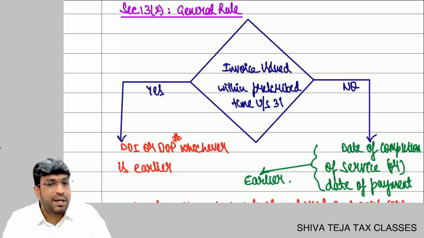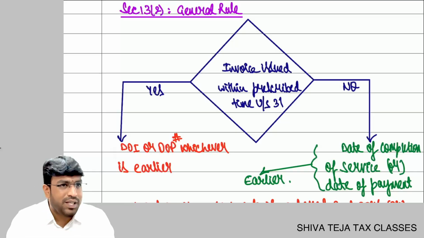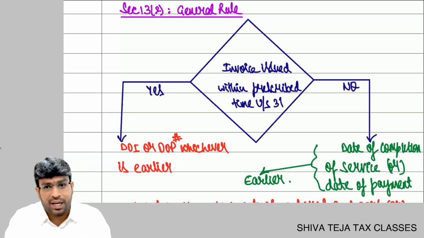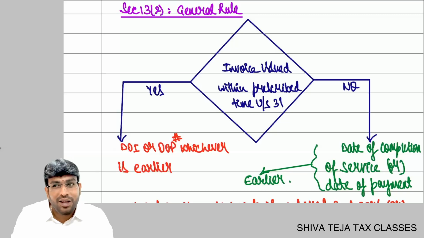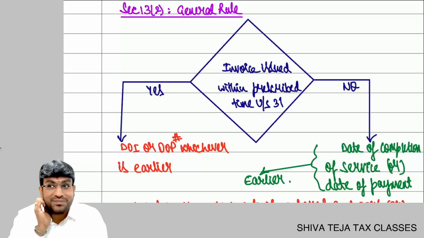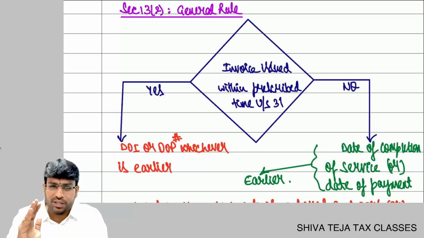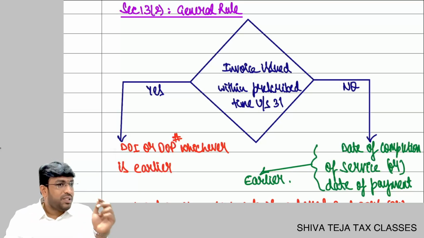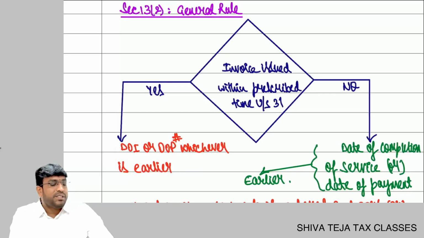If invoice is issued within prescribed time, what is the answer, my dear friends? Date of invoice or date of payment, whichever is earlier. Sir, date of payment is already defined in the law, no? Date when payment is entered in the books or date when payment is credited in the bank, whichever is earlier. Obviously, it means the supplier point of view only. If you want, you write receipt of payment, no problem. So, if invoice is issued within the prescribed time, date of invoice, date of payment, whichever is earlier. And if invoice is not issued within the prescribed time, date of completion of service or date of payment, whichever is earlier. I strongly believe that we are getting clarity on this point.